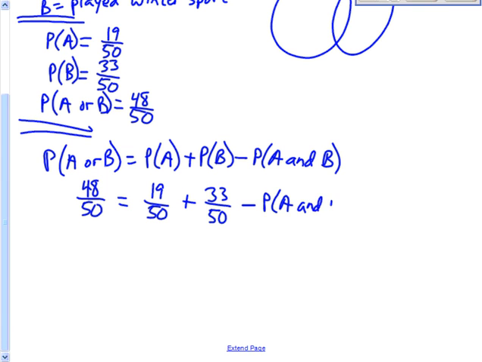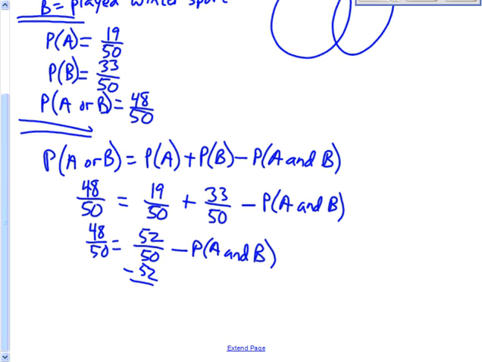So we're just trying to figure out the probability that they are a student council member and that they played a winter sport. That last variable there. Okay, so 48 out of 50 equals 19 out of 50 plus 33 out of 50, 52 out of 50 minus probability of A and B. And again, we're just solving for probability of A and B.